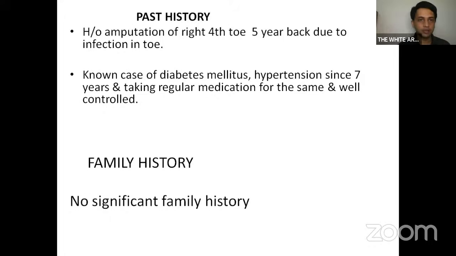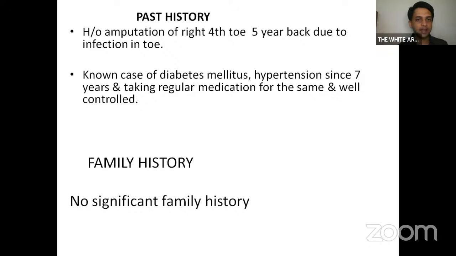Okay. So he had a diabetic ulcer with gangrene of the right fourth toe, so the toe was amputated. You can write that in the beginning. It's also okay to write it at the end, in the HOPA.